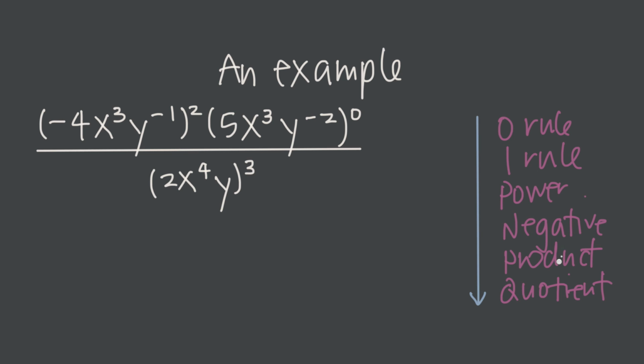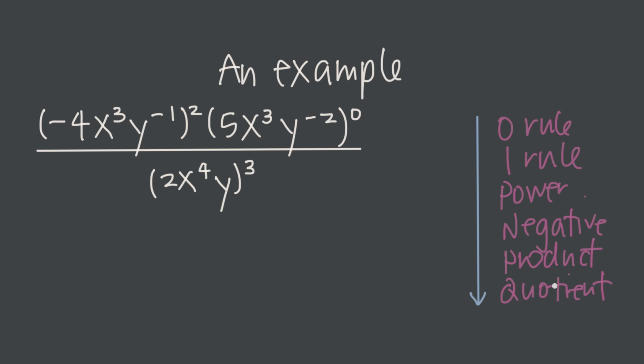Remember that we have these rules, and you always want to apply the rules in this order. So first the 0 rule, then the 1 rule, then power rule, then negative exponent rule, product rule, and quotient rule. Think about it as an order of operations specifically for exponents. Now, speaking of order of operations, remember we always want to try to simplify inside of our parentheses before we go into applying our exponent rules.